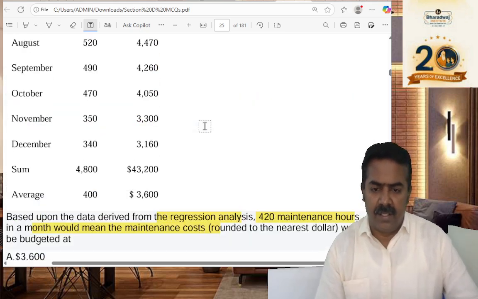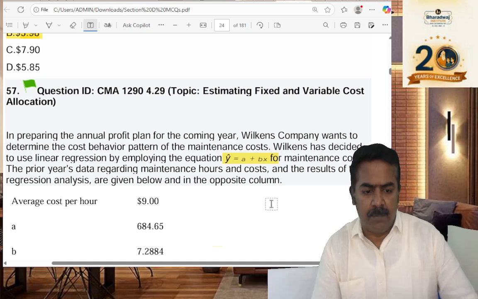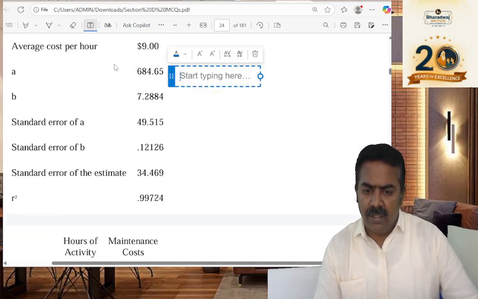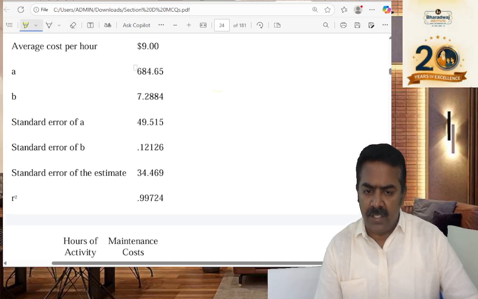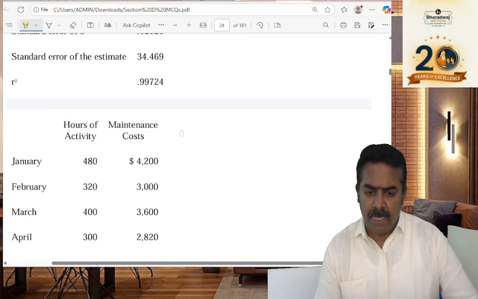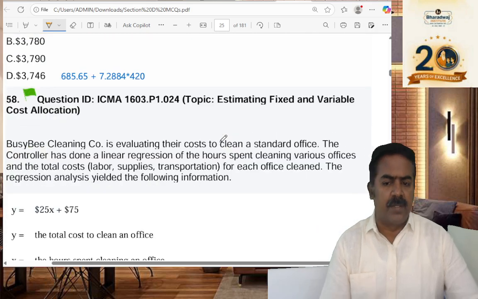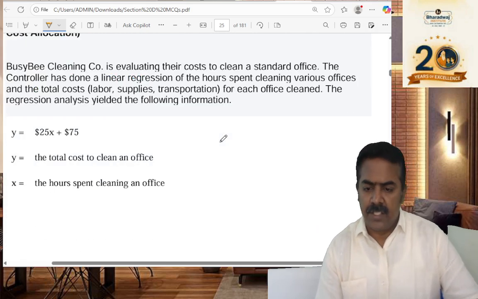Simple, that's all. The relevant data is only what? Y is equal to a plus bx. So we are given the value of a and we are given the value of b. X refers to number of units. What is linear equation? Based on the linear analysis, not based on ILO method, etc. For 420 hours, how much it will be? Next part.